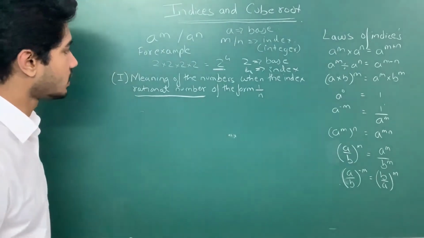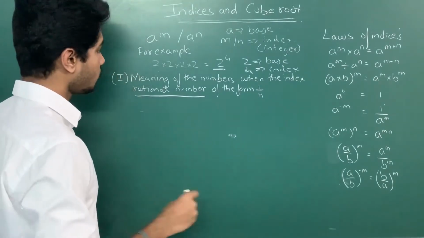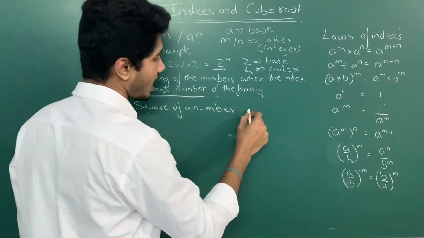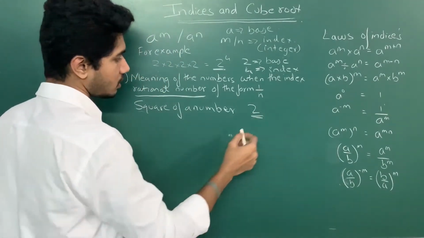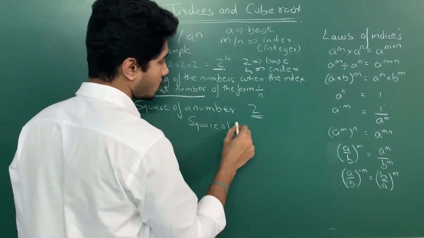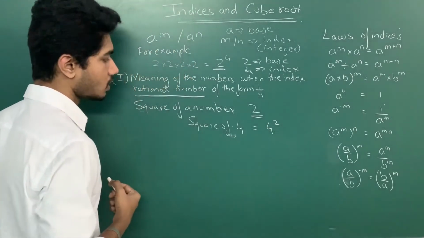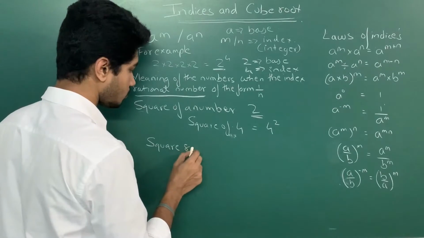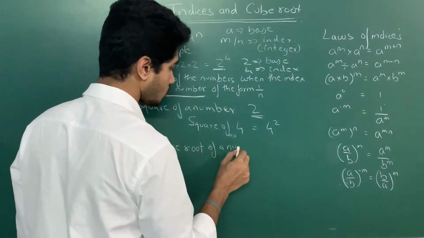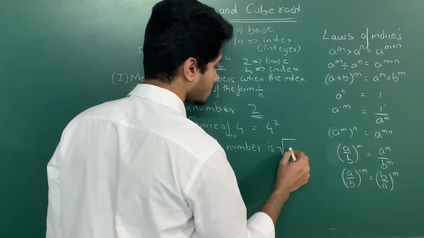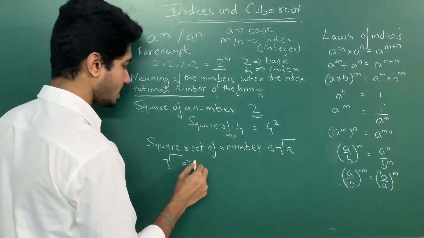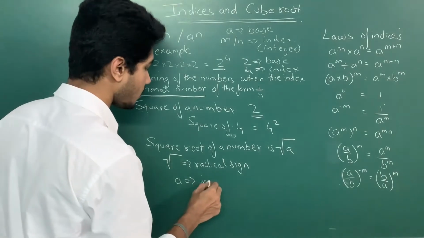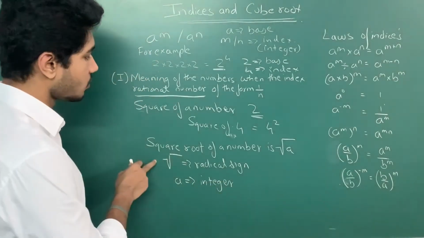Now let's see the meaning of the numbers when the index is a rational number of the form 1 upon n. Now we know that to write a square of a number, we write it as a raised to 2. Like for example, if I say square of 4, it is written as 4 raised to 2. But in case of square root, to write a square root of a number, it is written with a radical sign, where a can be any integer.